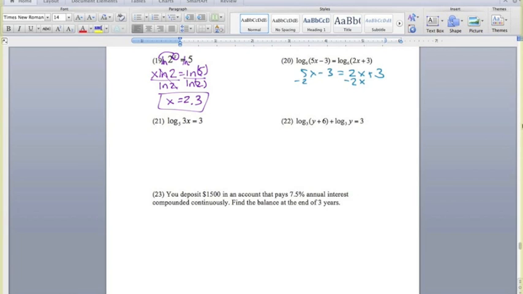Solve by subtracting 2x from both sides. Add 3. And divide to get 2. We can take it and plug it back in, and we get log base 6 of 7 equals log base 6 of 7. That makes sense. The two sides of the equation are exactly the same then.